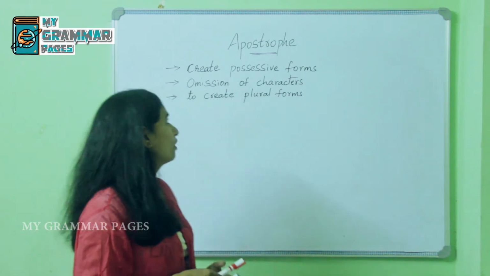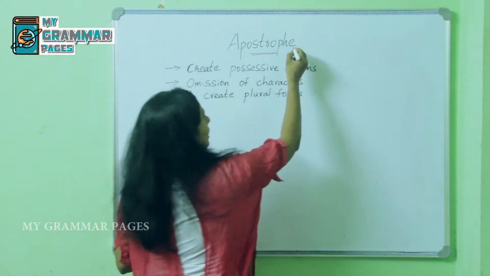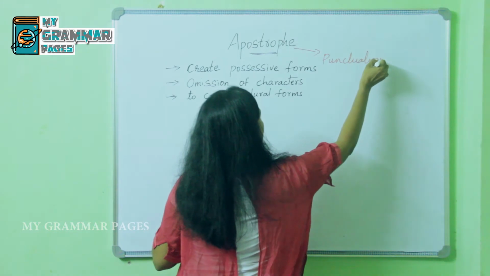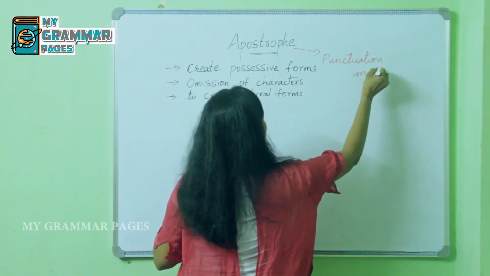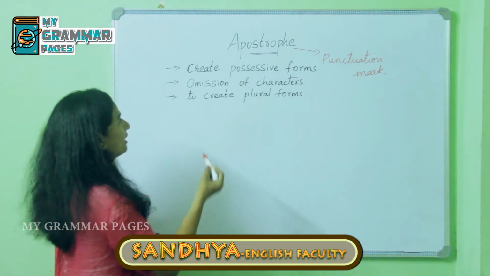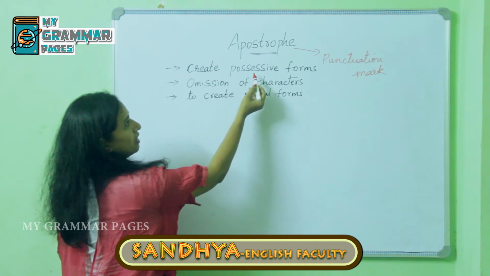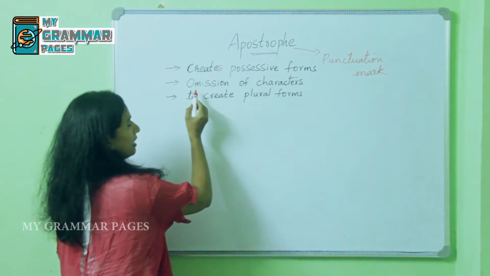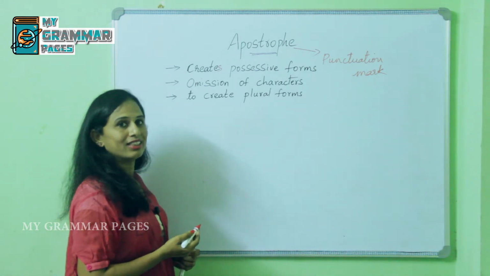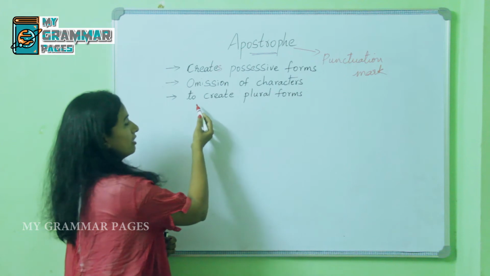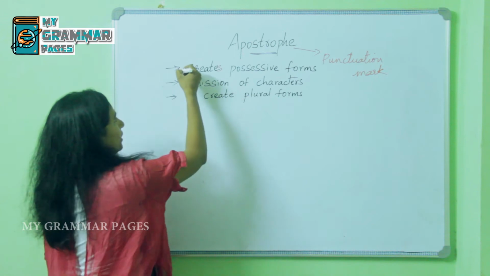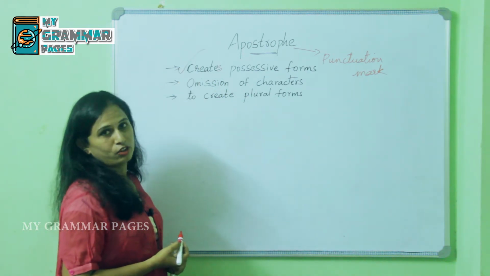First of all, what is an apostrophe? Apostrophe is one of the punctuation marks, and let us see what it does in a particular sentence. It creates possessive forms, and sometimes it goes with the omission of a few characters like letters or sometimes numbers, and the other way is to create the plural forms. So let me start with creating the possessive forms.